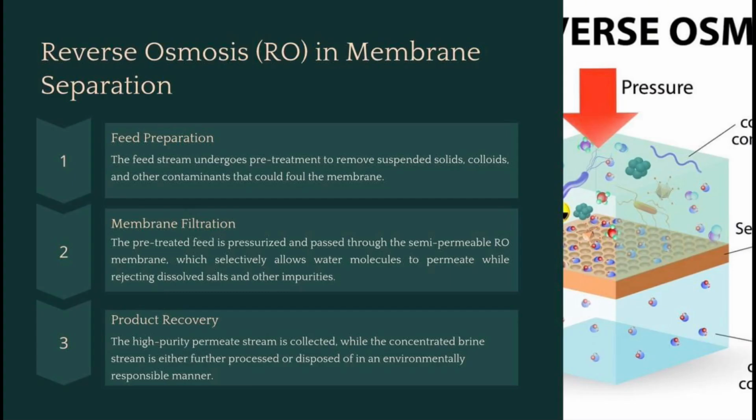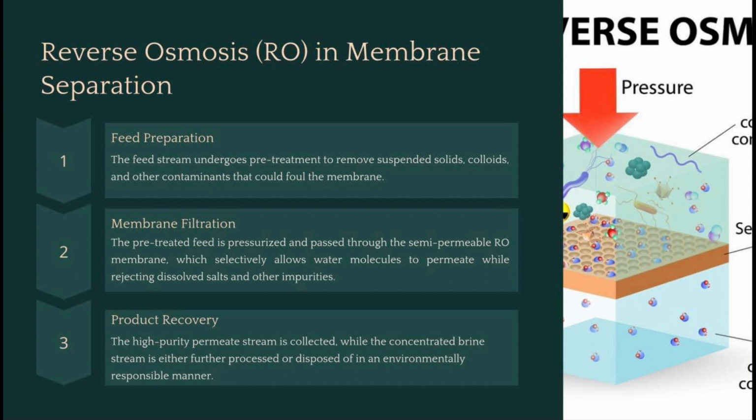Reverse osmosis is a process used in membrane separation technology to remove contaminants from water. Here's how it works. Number 1. Membrane. Reverse osmosis involves passing water through a semi-permeable membrane. This membrane has very small pores that allow water molecules to pass through, while blocking larger molecules, ions, and particles.